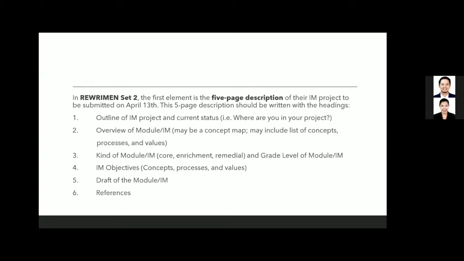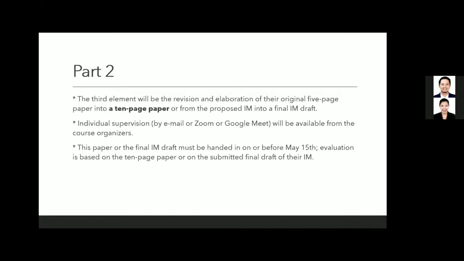Before I proceed to that, let me also discuss the 5-page description of E-REWRIMEN Set 2, which is IM and module. It will contain an outline of the IM or project and the current status. It will also contain an overview of the module, kind of module, IM objectives, as well as the draft of the module and the references. After they submit the 5-page paper, you will, as a peer reviewer together with the main reader, evaluate the papers based on some of the rubrics that I will be sharing later. After that, they will go through the process again.